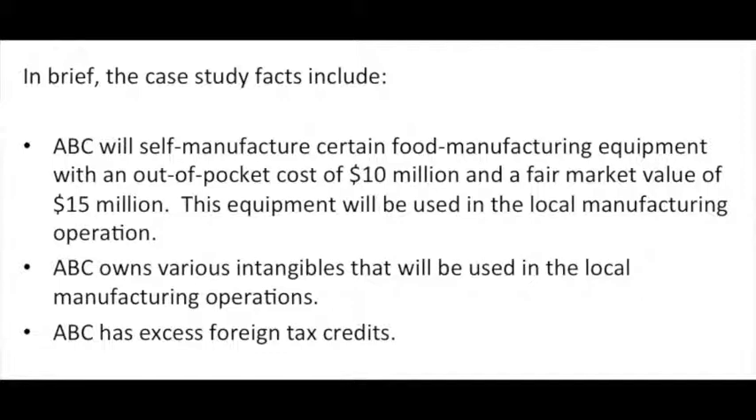In brief, the case study facts include: first, ABC will self-manufacture certain food manufacturing equipment with an out-of-pocket cost of $10 million and a fair market value of $15 million. This equipment will be used in the local manufacturing operation. Second, ABC owns various intangibles that will be used in the local manufacturing operations. And thirdly, ABC has excess foreign tax credits.